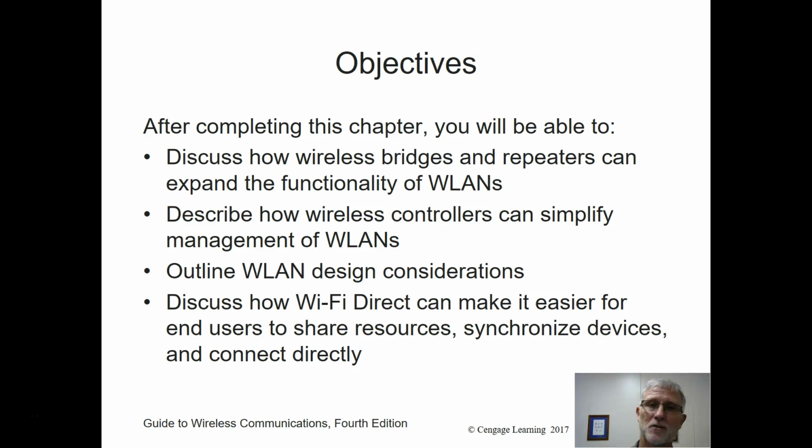In this chapter, we're going to discuss how wireless bridges and repeaters can help expand some of the functionality of wireless LANs. In your home, you've got just one access point, and you get the coverage you get. Well, what happens if you're going to cover a school's campus, where we've got 40 or 50 access points, and how do I make all that work?